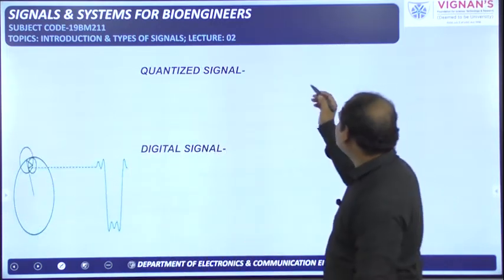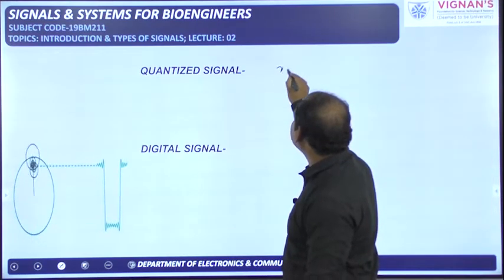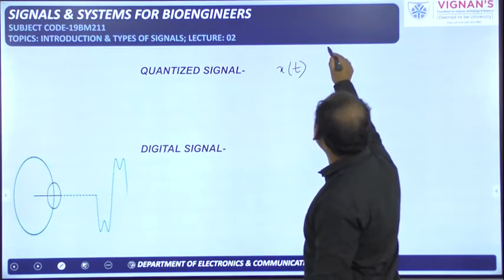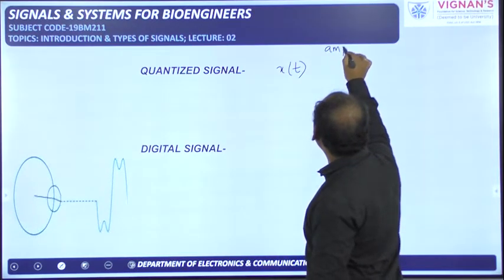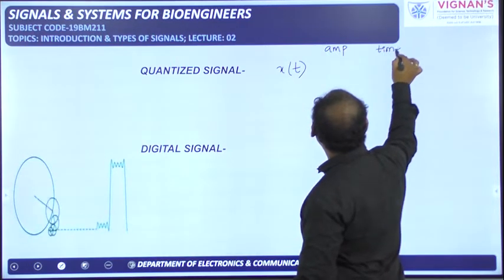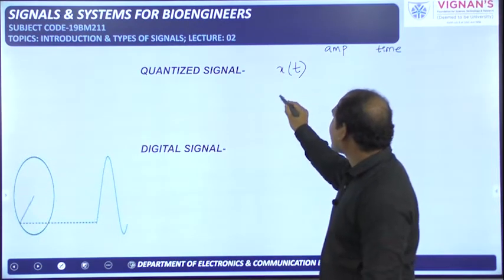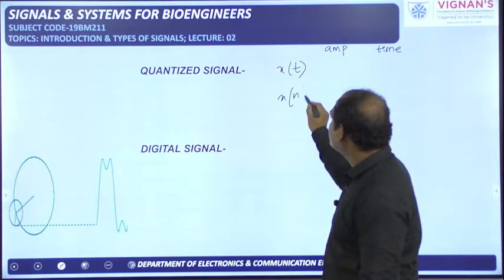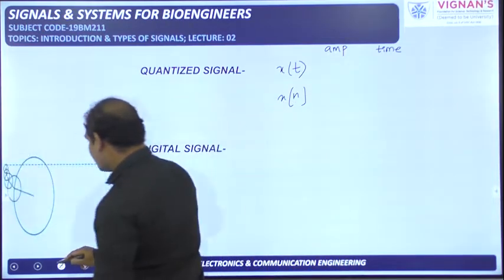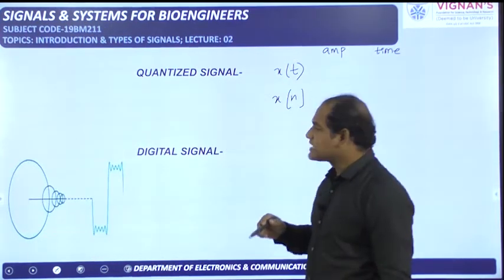We have taken this particular continuous signal, for example x of t. x of t is the continuous time signal where I am taking what is the amplitude and what is the time. These two things I will classify with respect to this one. Next, I have got x of n. By performing the sampling process on x of t, I got x of n. Okay, I got it from x of t by performing the sampling process.